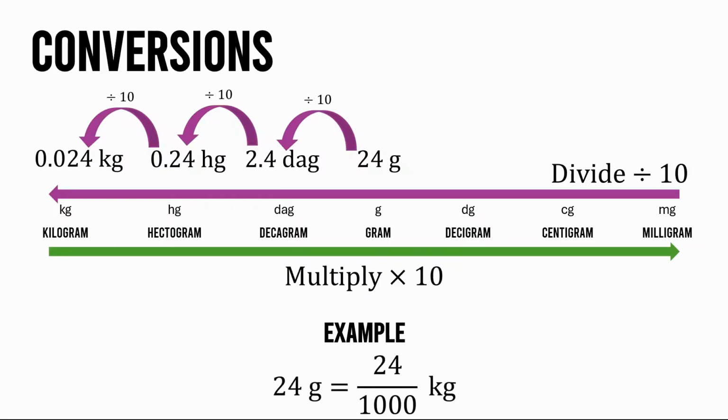In total, we took 3 steps to the left to convert grams to kilograms. This means that we divided our 24 grams by 10 3 times in a row, which is the equivalent of dividing 24 by 1000. So 24 grams is 0.024 kilograms.